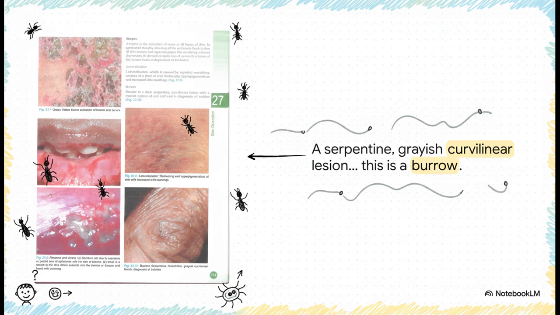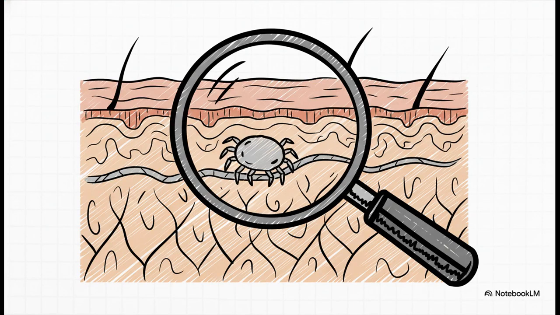It's this thin, kind of grayish, thread-like thing in the skin. This has a specific name. It's a burrow. And if you see this on a patient or on an exam question, what's the one diagnosis that should just pop into your head? That's right, it's pathognomonic for scabies.